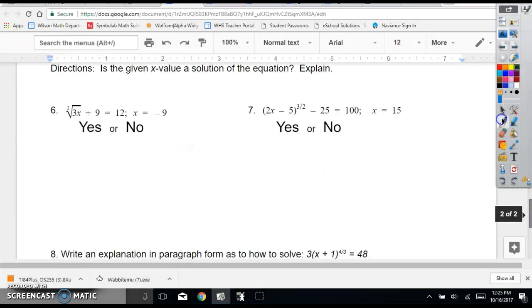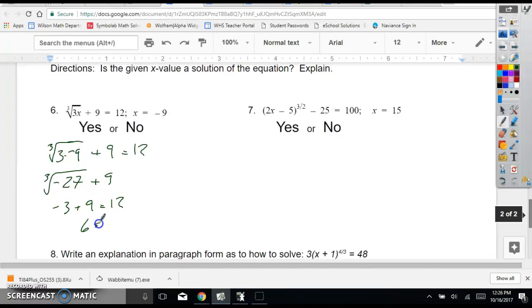Okay? I'm going to test these x values to see if they are a solution. All you have to do is substitute this in. So we're going to take 3 times negative 9 plus 9 and see if that equals 12. So this is negative 27. I'm going to take the cube root of that, which is negative 3. And this looks like 6 will not be equal to 12. So we'll say no for the first.